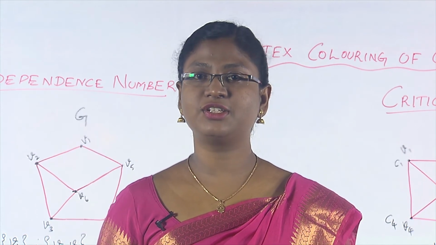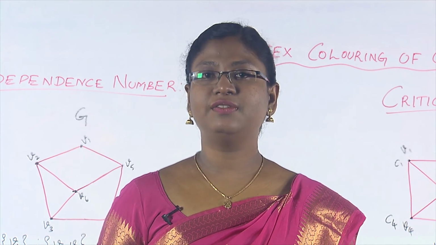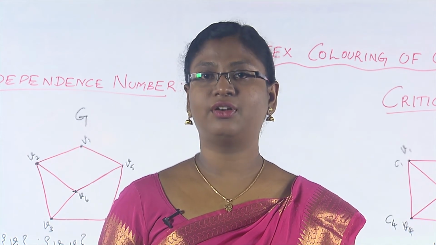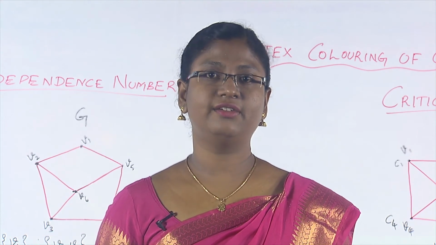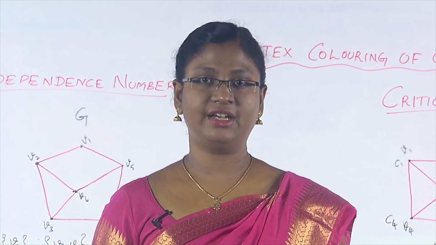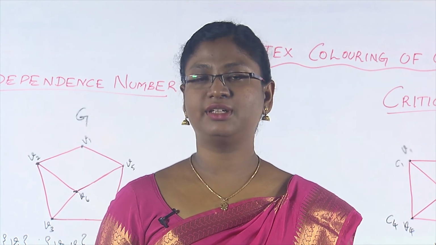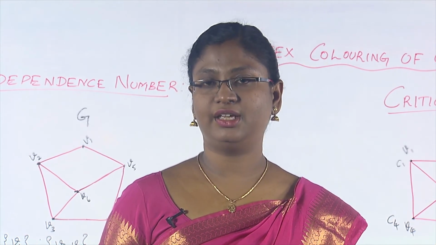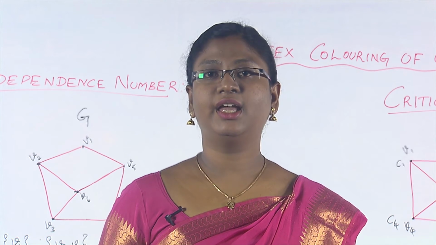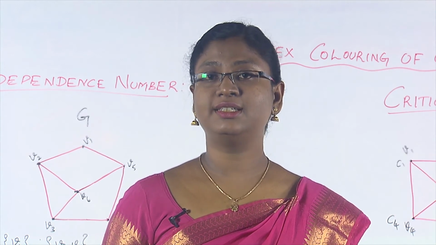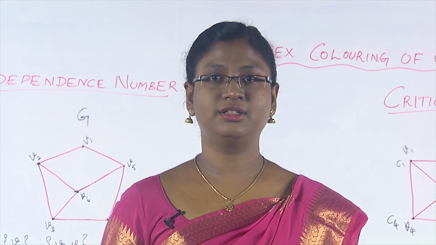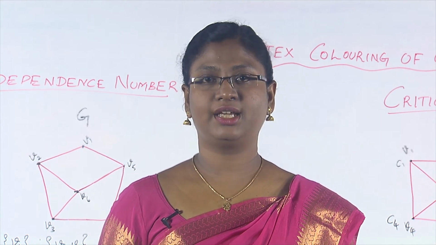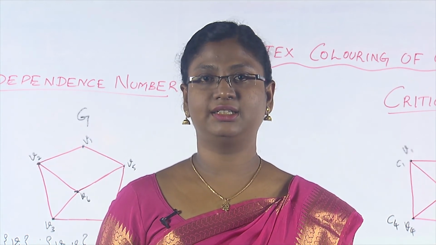Let's see the definition of critical graph. G is said to be K critical if the chromatic number of G minus V is equal to K minus 1 for every V in V of G. That is, if we remove a single vertex from a graph, then the chromatic number should also get reduced by 1. Then we say that G is K critical.